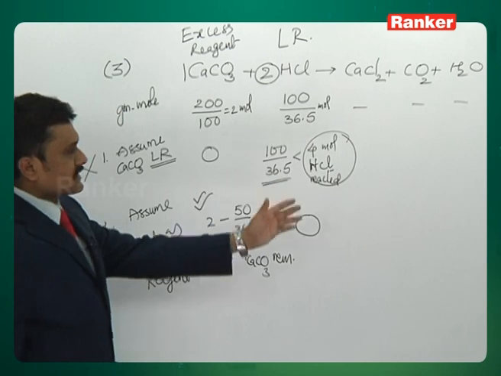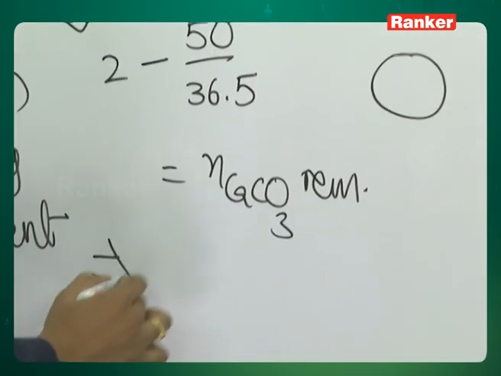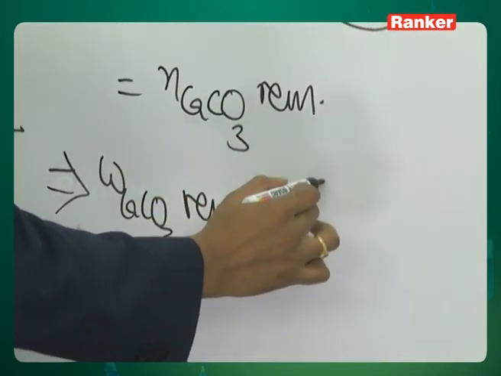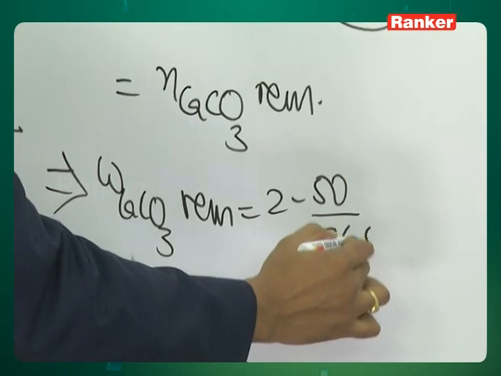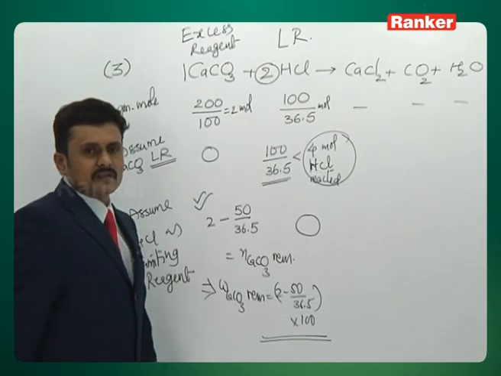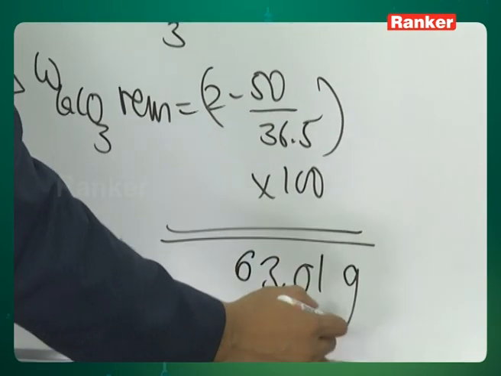So when it comes to the product, you have been asked to find out how much of the marble chip is remaining. You can see here that for the weight of CaCO3 remaining, I have to multiply the number of moles with the molecular weight of CaCO3 to get the weight of CaCO3 remaining, which is turning out to be 63.01 gram.